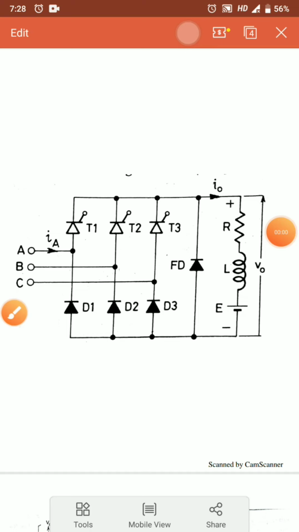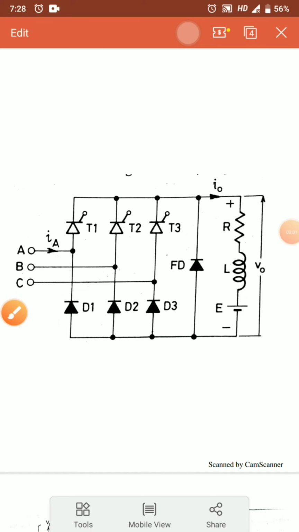Good day everyone. In today's lecture, we will be discussing three-phase semi-converters. As we have already discussed, in a three-phase half-wave converter we have only 3 SCRs, while in a three-phase full-wave converter we have 6 SCRs, and in a semi-converter we have 3 SCRs and 3 diodes. So we will be discussing how this circuit works, and for different firing angles, what the operation is and what waveforms we will get.